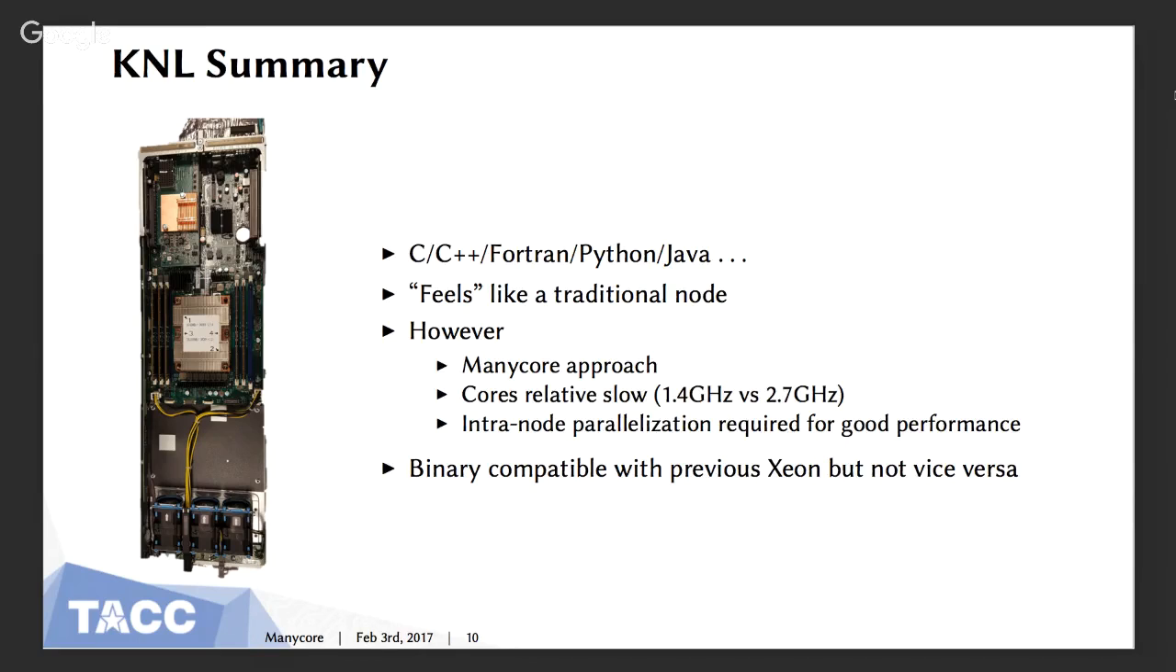So a summary of what you find on a KNL is it'll run all the stuff that you're used to, Fortran, C, Python stuff. It feels like a normal node. However, it's got this many-core approach, which means that the cores are relatively slow, and you really need some level of parallelization to get good performance. It's binary compatible, so you can take the codes that you've compiled on Stampede nodes and run them on KNL nodes. But you can't take code that you compiled on KNL nodes and run them on Stampede nodes because they have additional instructions that Stampede doesn't understand.